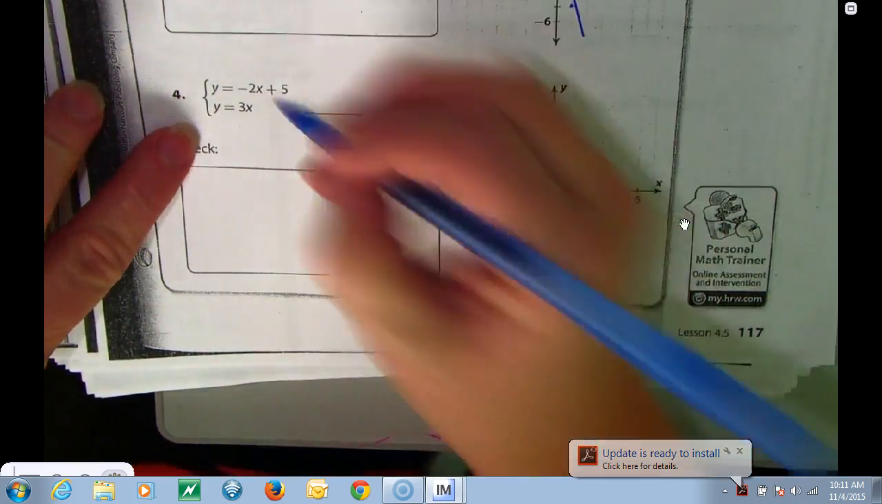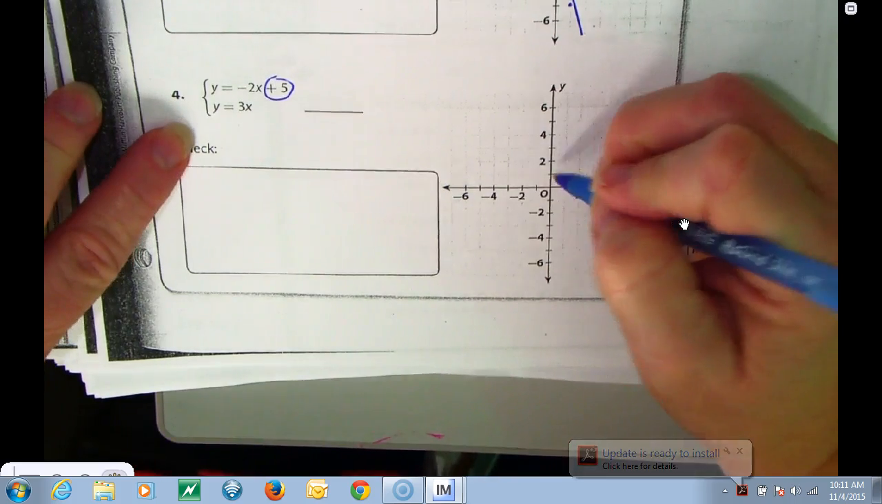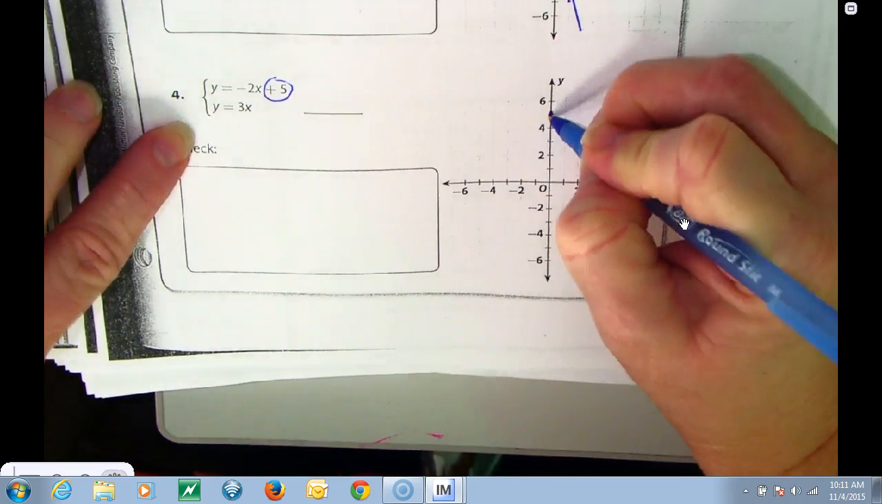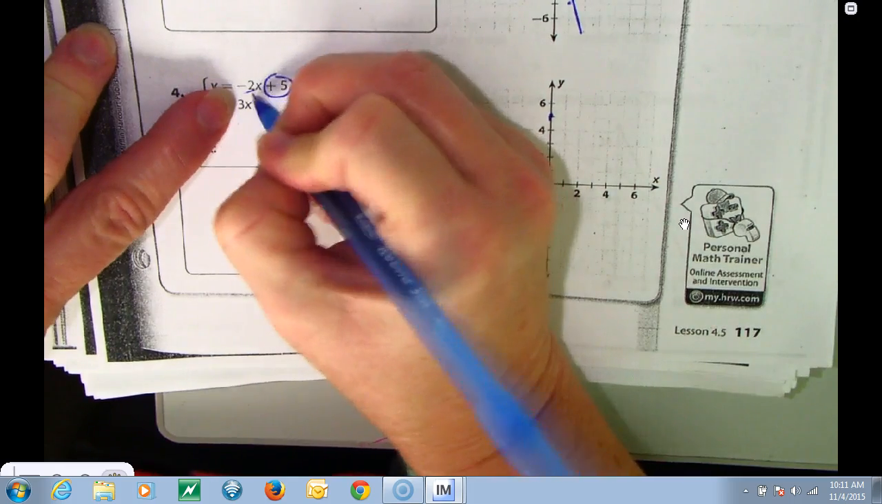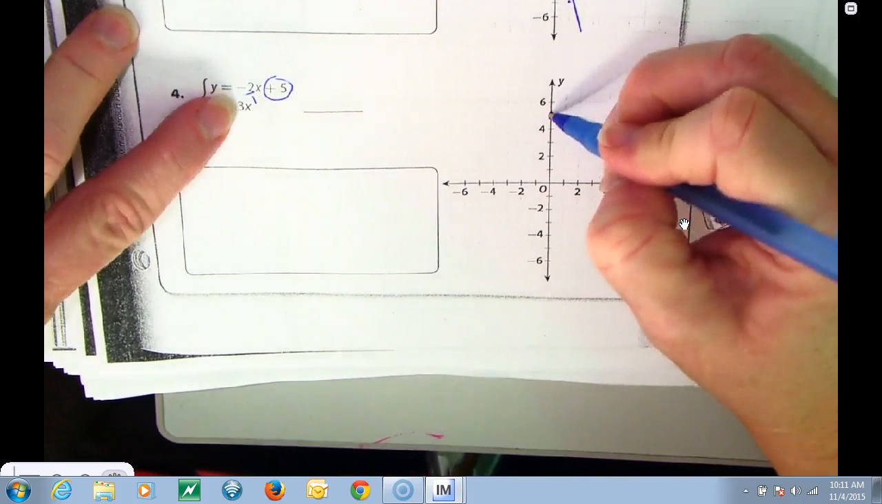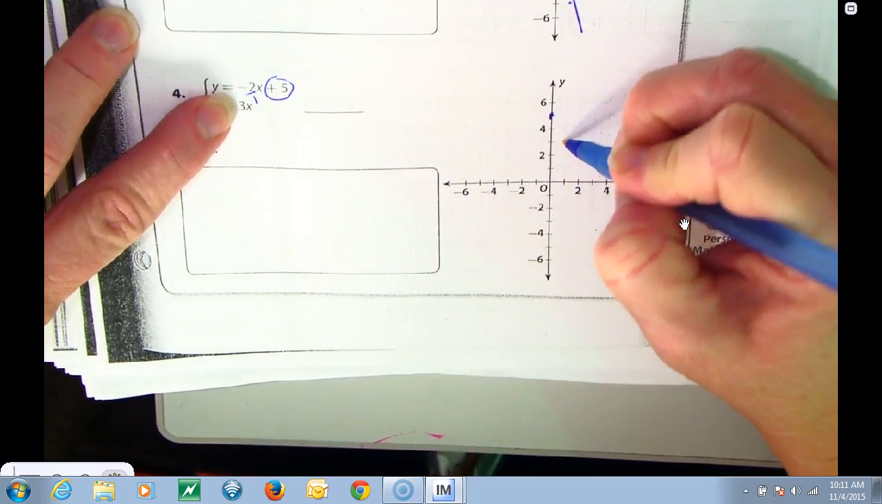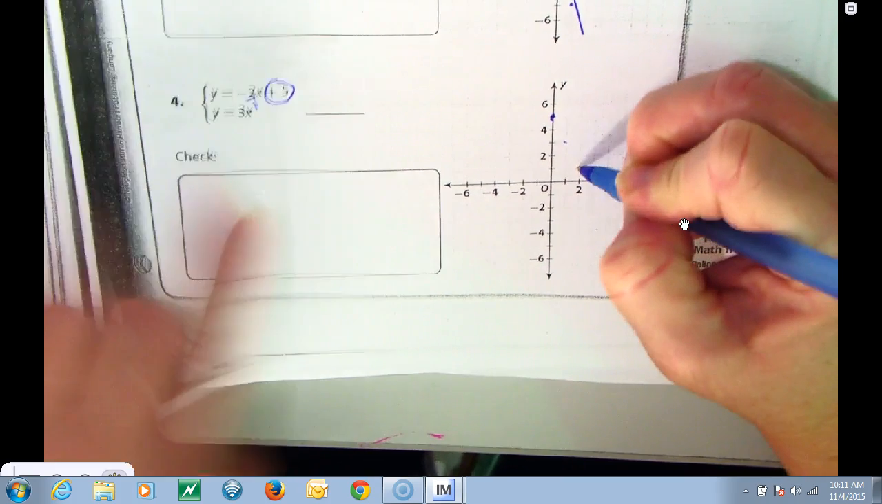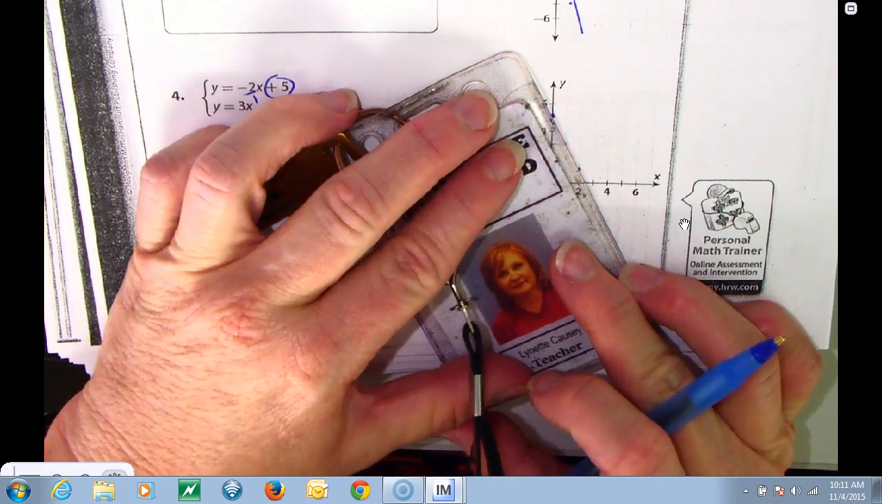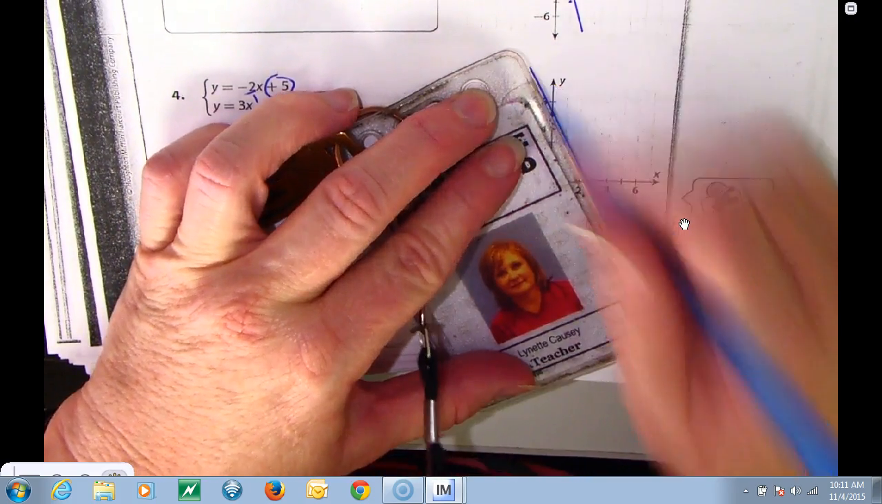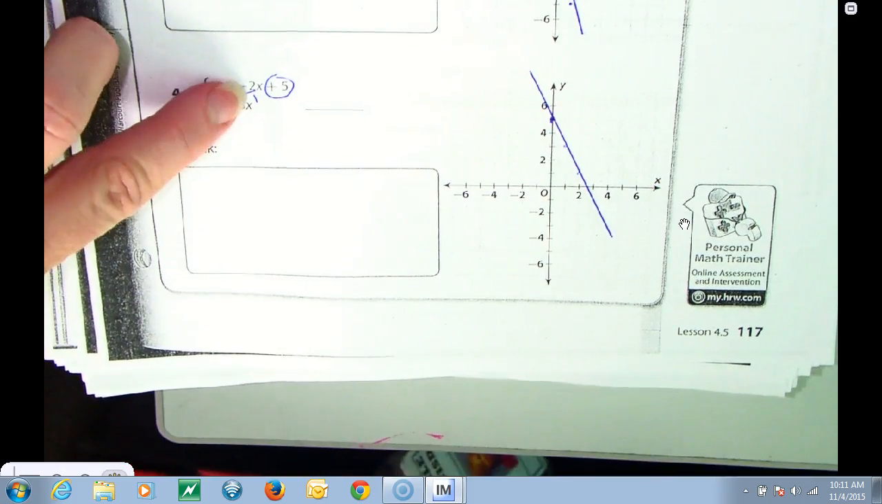Okay, number 4. This is a plus 5, so we're going to go up 5. The slope is -2 over 1, so I'm going to run 1, down 2. Run 1, down 2. It's a negative slope. My points are coming down. Looks good to me. Always run first.